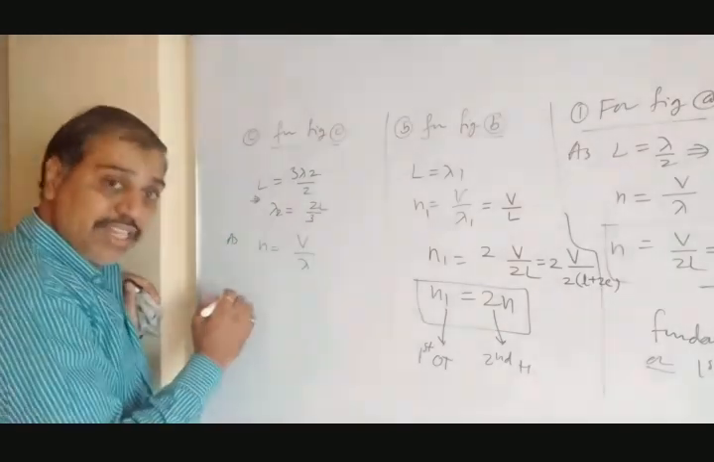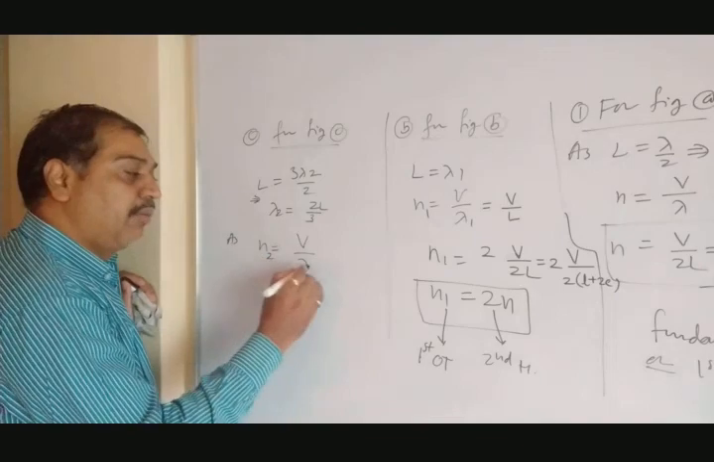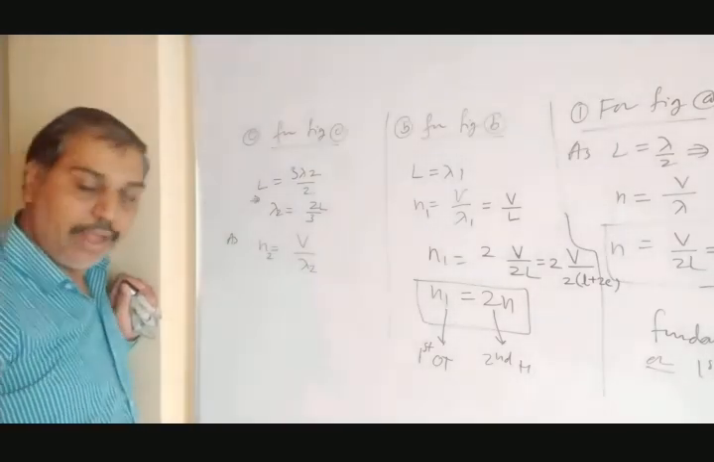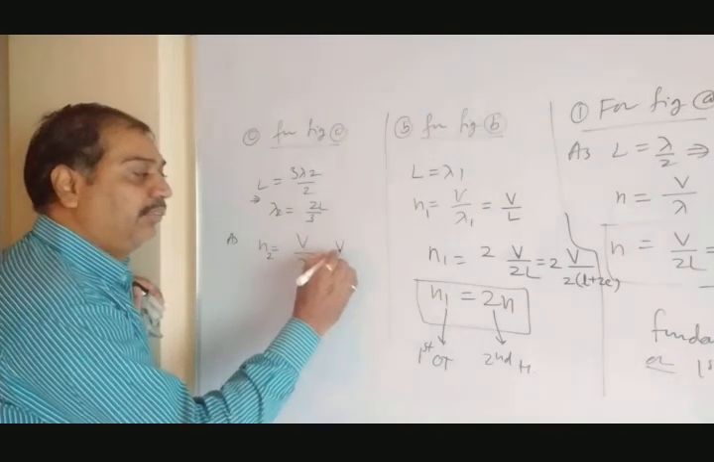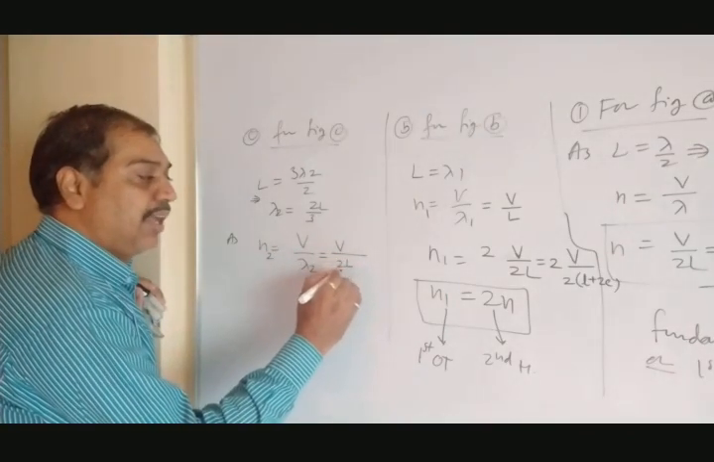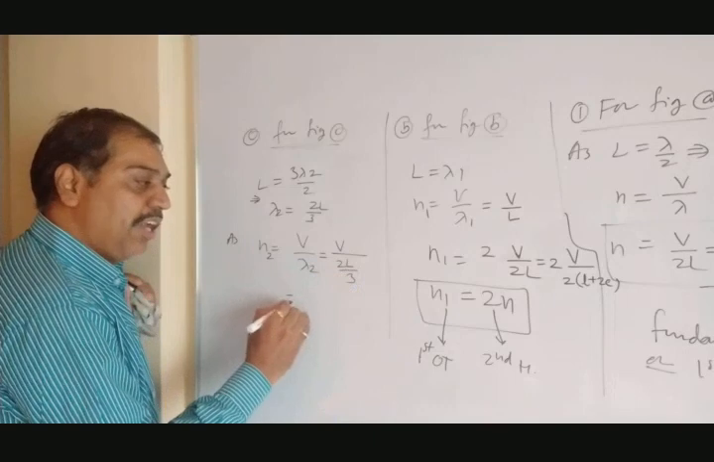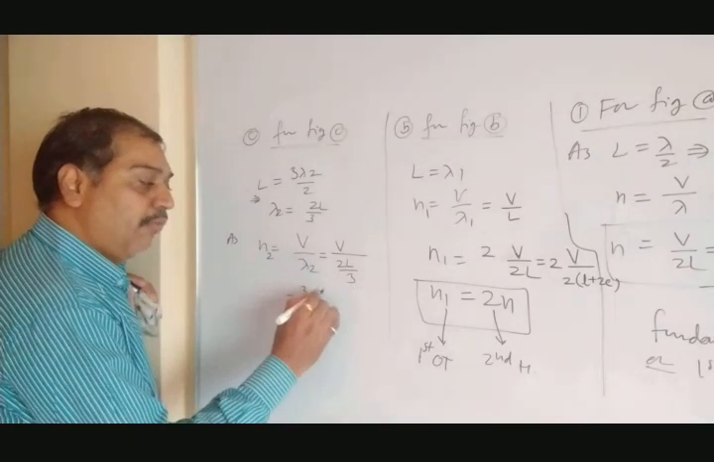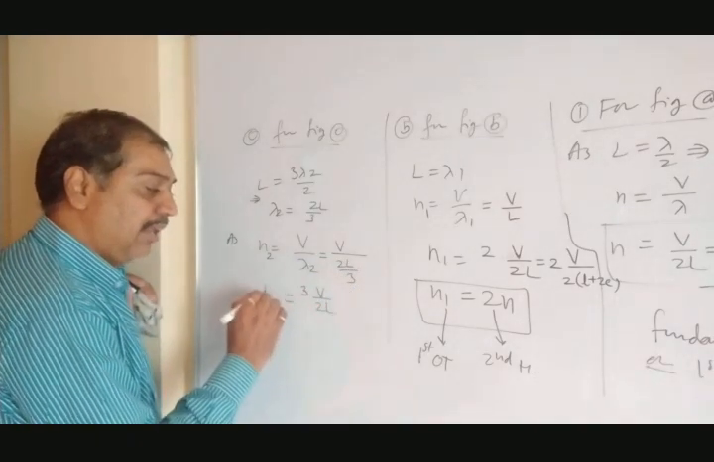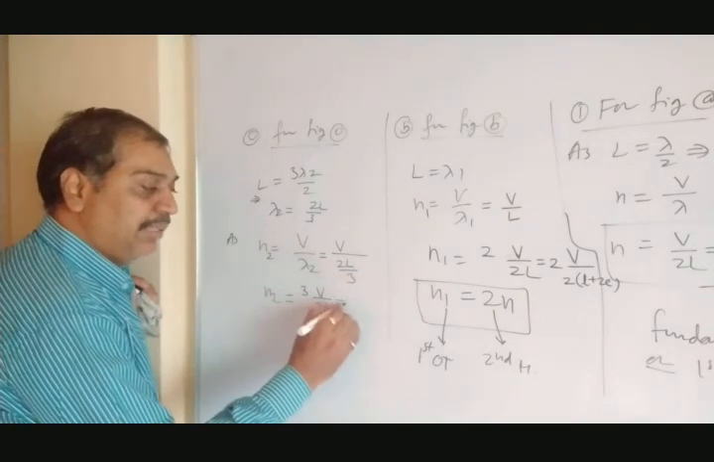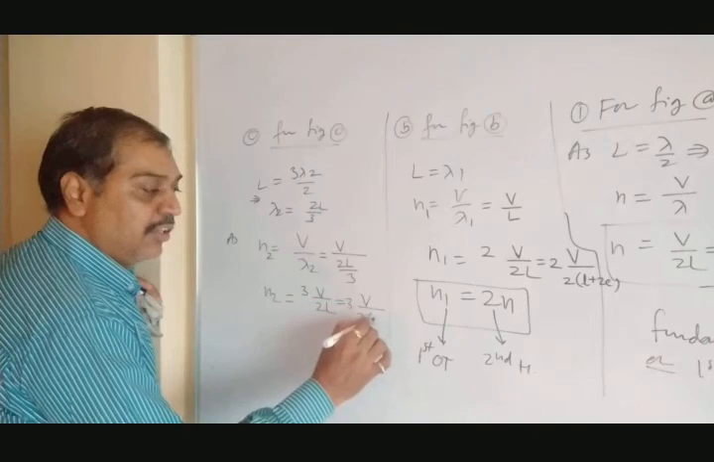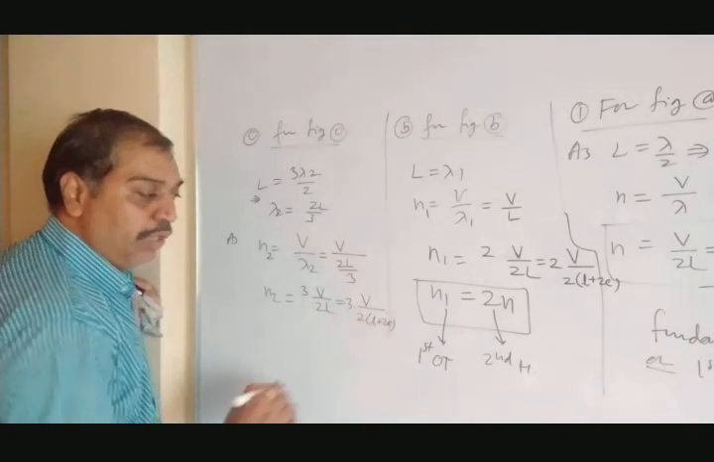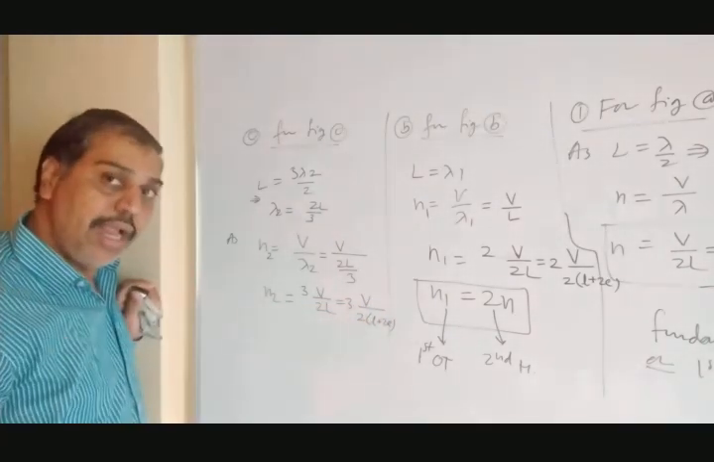It is the second higher frequency. So n2 equal to V divided by lambda 2, which you can write as V divided by twice L divided by 3. Solve it, 3 goes upward: 3V divided by twice L. That is n2. The same thing can be written as 3 into V divided by twice small l plus 2e, which is nothing but the end correction.